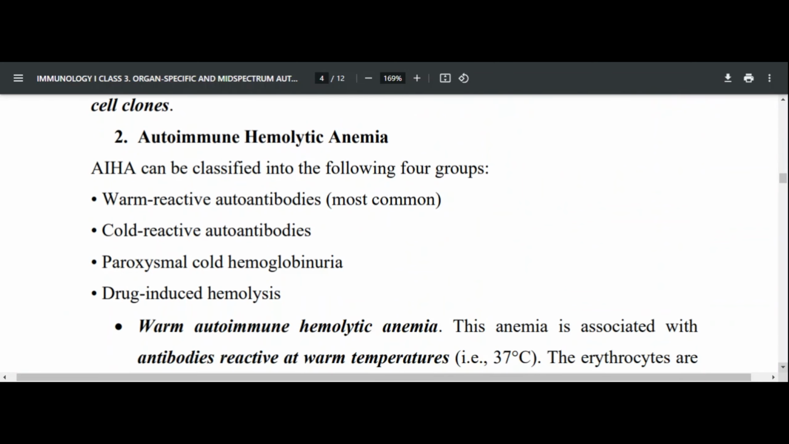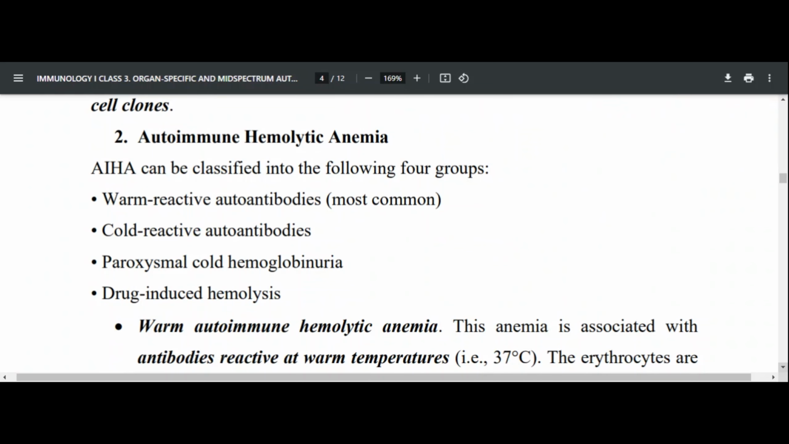So autoimmune hemolytic anemia, you remember, we have different autoimmune hemolytic anemias which affect blood cells. These are hematologic autoimmune disorders. Autoimmune hemolytic anemia can be classified into 4 groups. The first group is warm reactive autoantibody, which is most common. The second is cold reactive autoantibodies, and also paroxysmal cold hemoglobinuria, as well as drug-induced hemolysis. So these are the 4 groups of autoimmune hemolytic anemia.